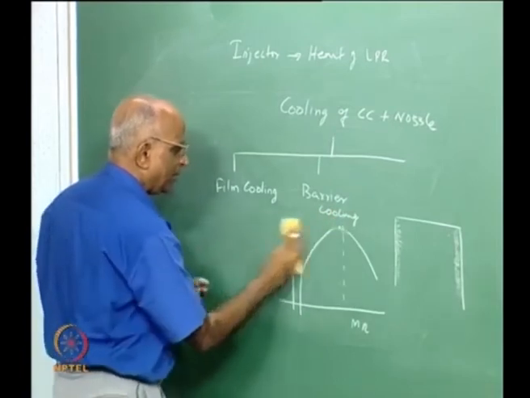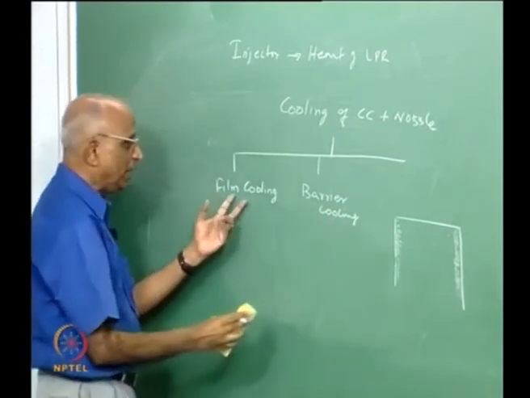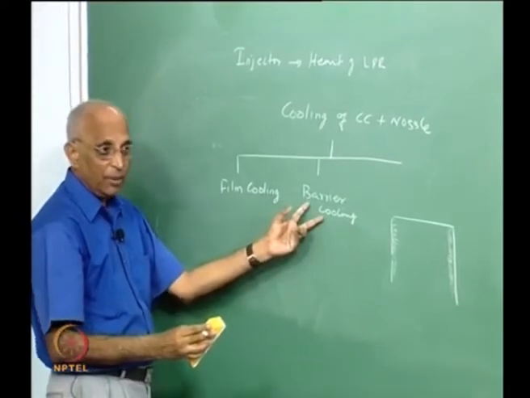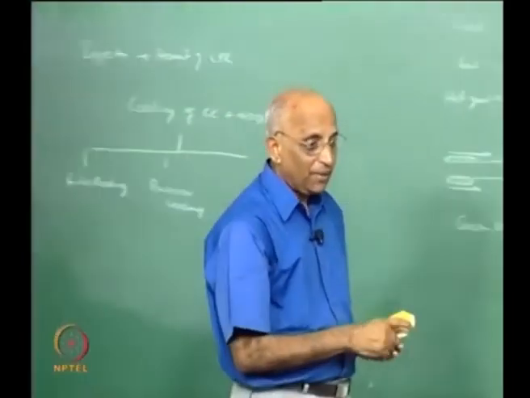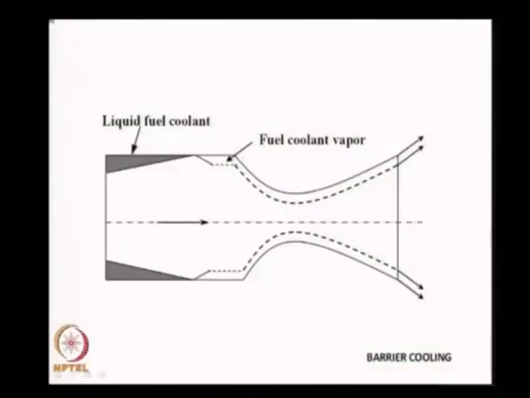To a certain extent, the film cooling incorporates barrier cooling. Because what is it we are doing? We have a barrier of the fuel vapor over here. Maybe it also reacts to some extent, but it is still much cooler than the core gases, and therefore, I keep the thing cool. How do you implement it in practice?